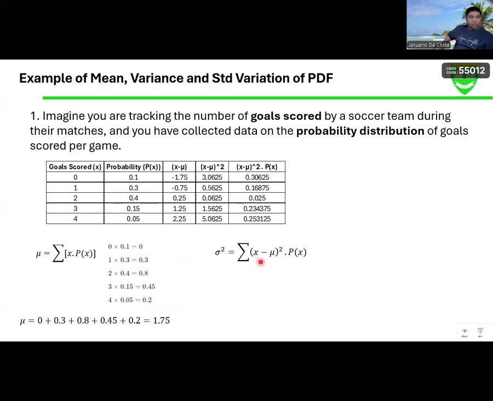According to the formula you need to square. Therefore, negative 1.75 squared is 3.0625. Negative 0.75 squared is 0.5625. And so on and so forth. Then after the square, you multiply by probability.